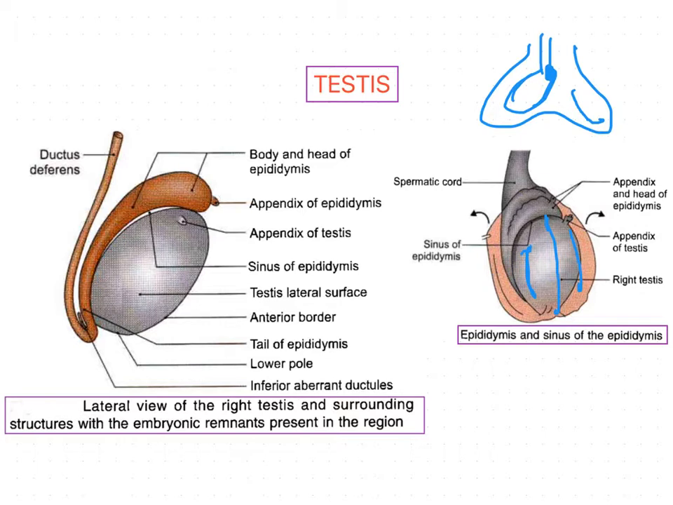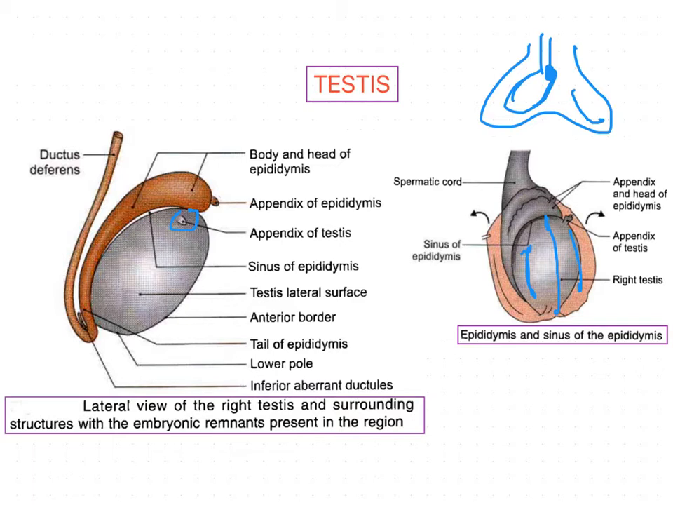Attached to the upper pole of the testis there is a small oval body called the appendix of the testis. It is a remnant of the paramesonephric duct, which is seen in embryonic life. After birth it is not seen, but a remnant is present near the upper pole of the testis. So these are all the external features of the testis.